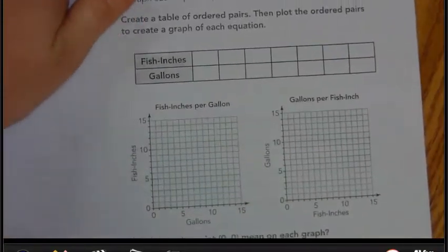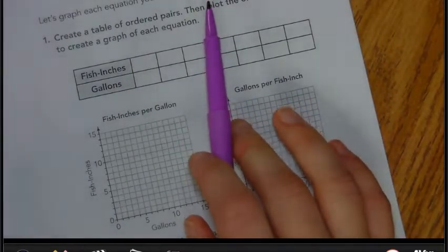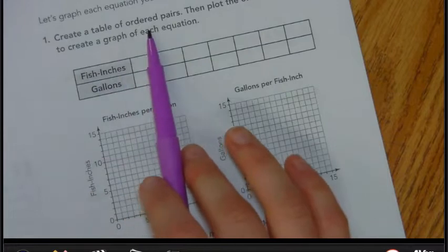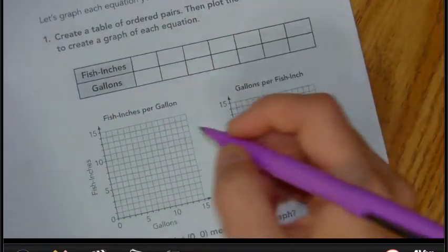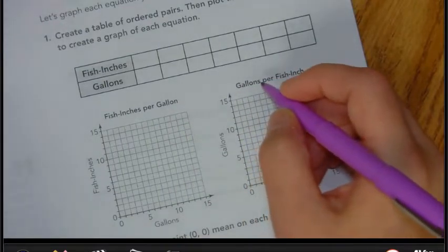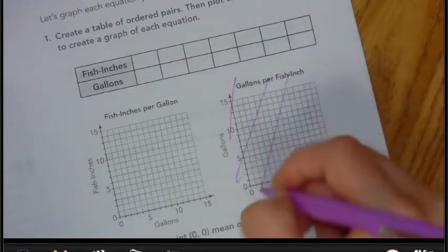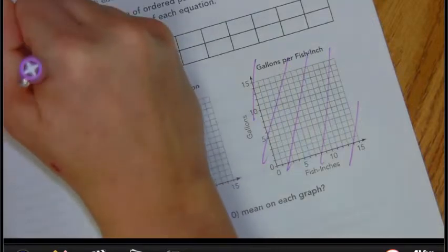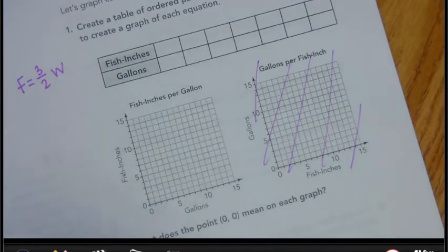Let's take a look at 3.1. All right, so let's graph each equation. We're only going to graph the one equation that we did from our previous activity. Create a table of ordered pairs, then plot the ordered pairs to create a graph. We're going to mark out gallons. We don't need this one, because our equation is F is equal to 3 over 2 W.